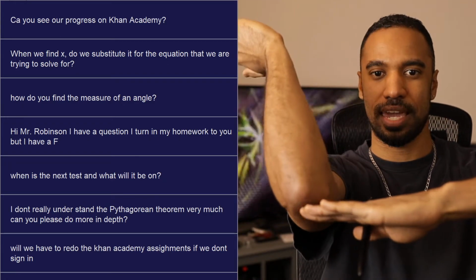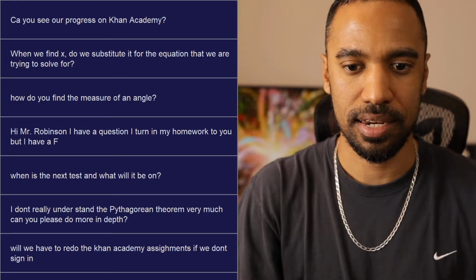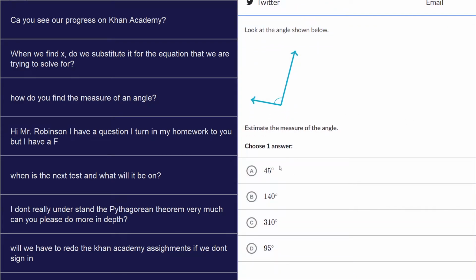Hopefully you can see on me to 180, and a full circle is 360. So this one's around 90 degrees right here in this particular problem. So I'm going to say it's clearly not 45. That would be half of a 90 degree angle.